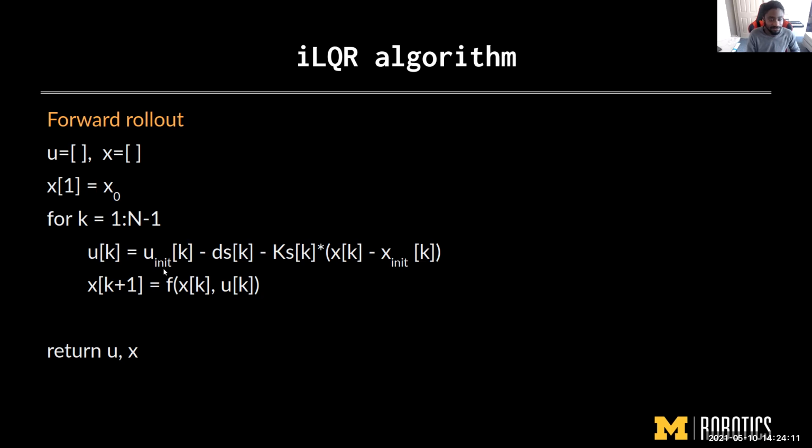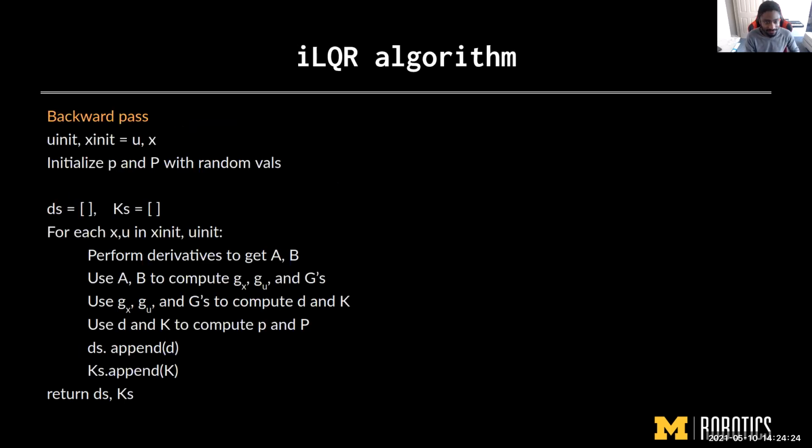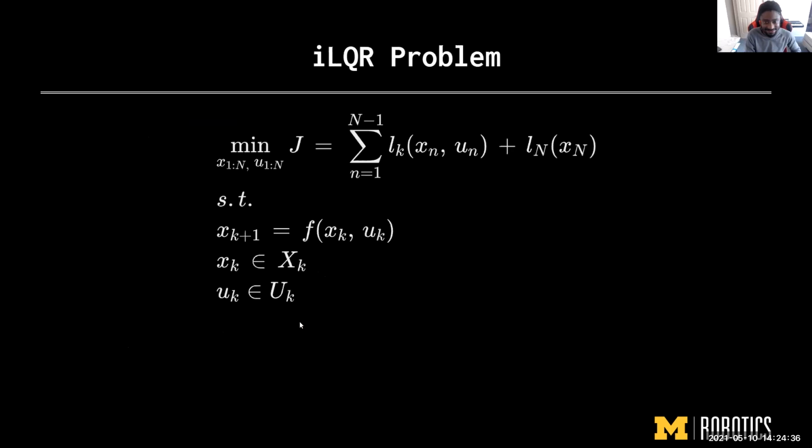And so that's the forward rollout. And now we're going to the algorithm in it. So we basically perform the backward pass and the forward pass till some convergence is reached. And so how do we get all of these A, B, small g, big G, D, K, and p and big P? That's what we're going to talk about in the next slides. There's going to be a lot of math.